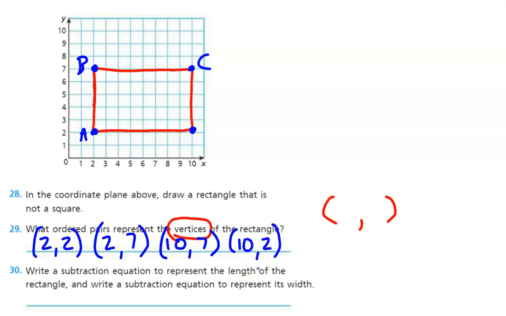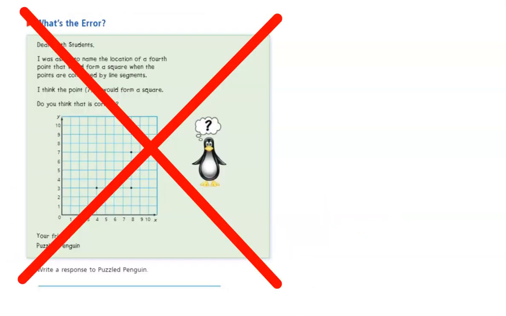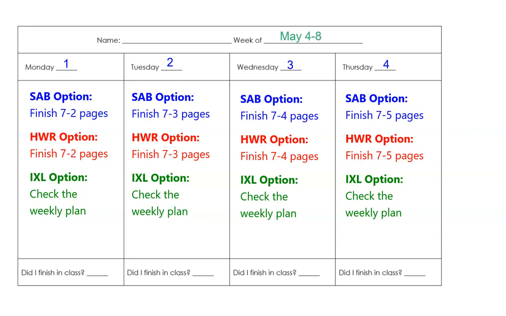And then I've got to rush through, so we'll skip 30. It's totally fine. Remember, 35 is Puzzle Penguin, so you may skip that guy. But let's talk about showing your work today. I want you to skip your SAB options. I actually think your IXL is going to be your best bet because it's got some really good IXL lessons for the coordinate plane. But you always can go to that homework and remembering option as well if you would like.